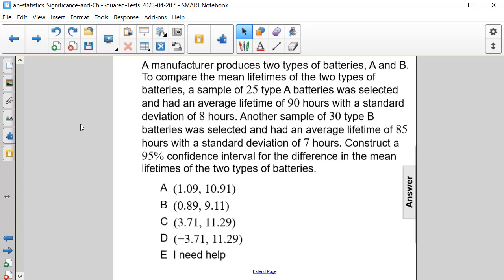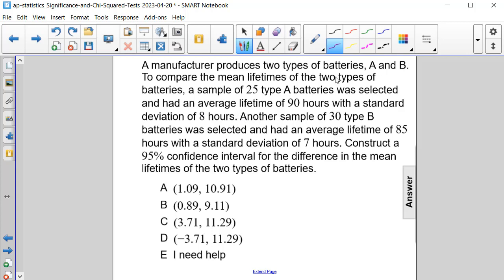Another sample of 30 type B batteries was selected and had an average lifetime of 85 hours with a standard deviation of 7 hours. Construct a 95% confidence interval for the difference in the mean lifetimes of the two types of batteries. Okay, so let's get started by identifying all of the key pieces of information that we have in the problem.